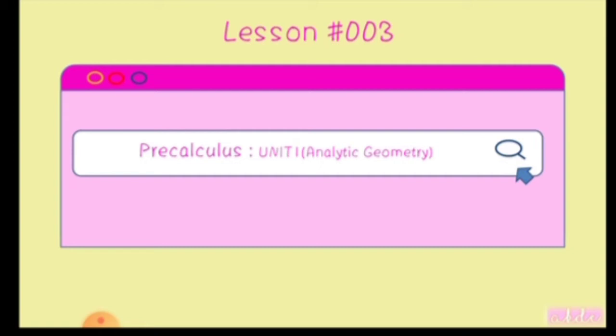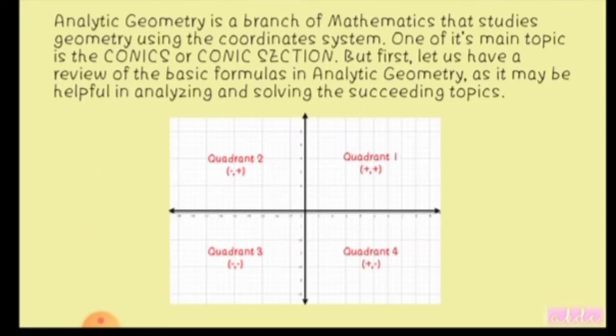So for this video, we are going to review some related formulas about conic sections, or some basic formulas about analytic geometry. First, what is analytic geometry? Analytic geometry is a branch of mathematics that studies geometry using the coordinate system. One of its main topics is the conics, or the conic section. But first, let us review the basic formulas in analytic geometry, as they may be helpful in analyzing and solving the succeeding topics.